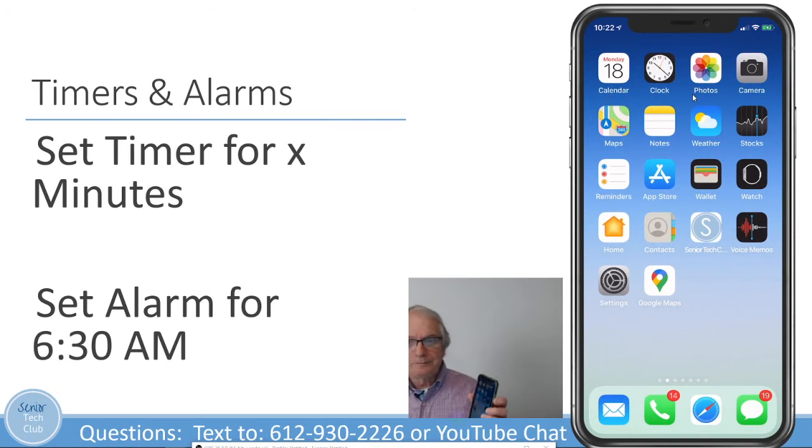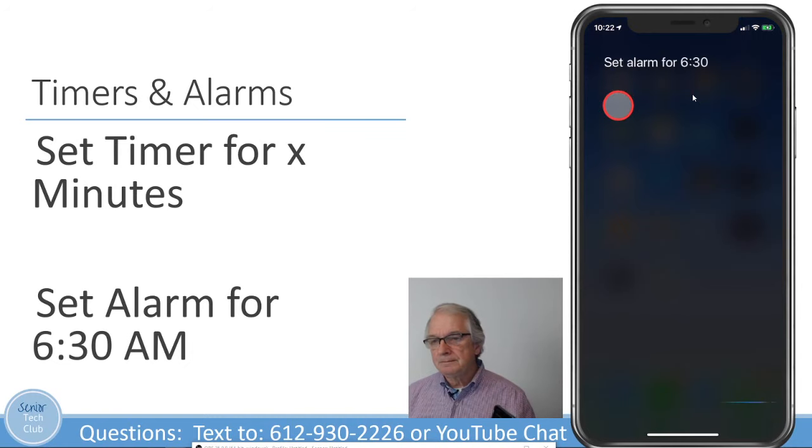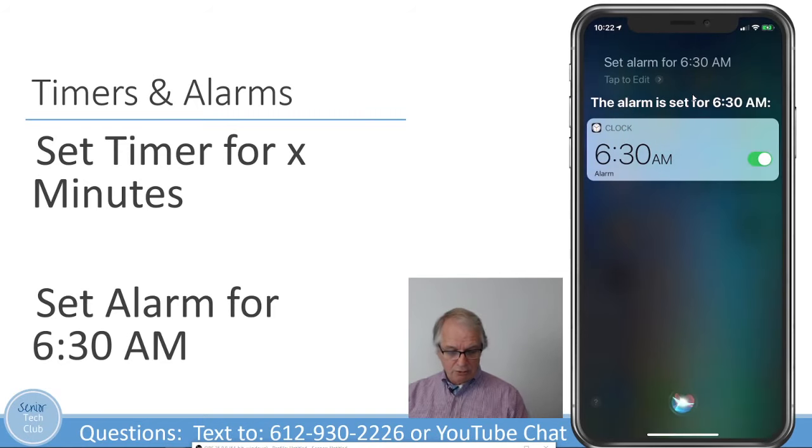All right, so here we go. Set alarm for 6:30 a.m. The alarm is set for 6:30 a.m. Now I am not getting any feedback from Siri right at this point.